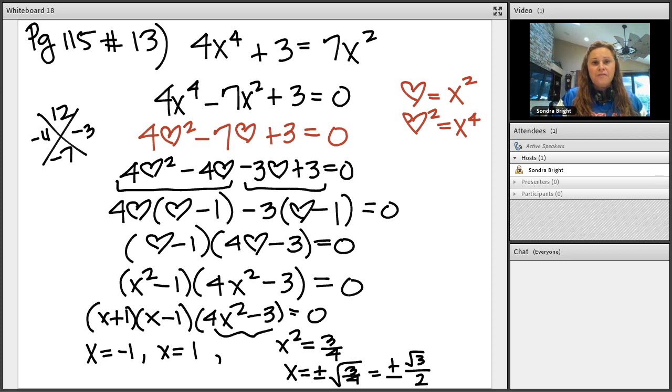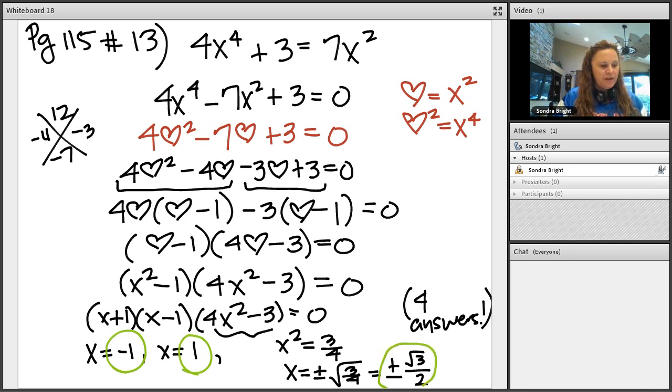And so you should have 4 answers. The fundamental theorem of algebra says this is an x to the 4th, so I have to have 4 answers, and I do have 4 answers. You've got negative 1, positive 1, and positive rad 3 over 2 and negative rad 3 over 2. 4 answers. All right, so that was that type. It's that quadratic that's in disguise. It's in quadratic form, and you can factor it like it is a quadratic, even though it's not.